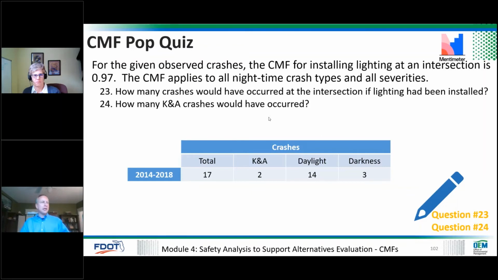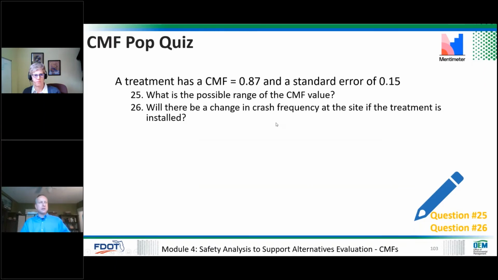Go ahead and move on to the next question here, which is: a treatment has a CMF of 0.87 and a standard error of 0.15. What's the possible range of the CMF value? Open it up to voting here. More math. A little bit more math.